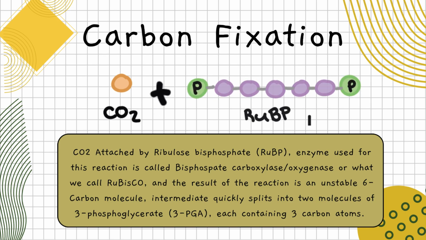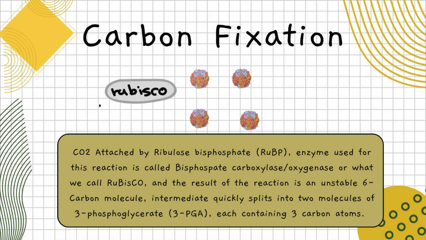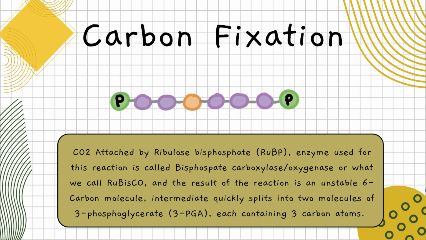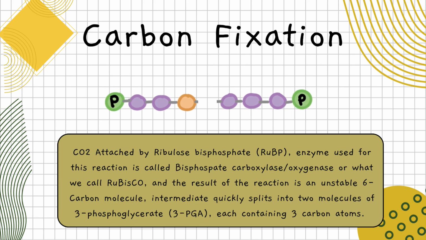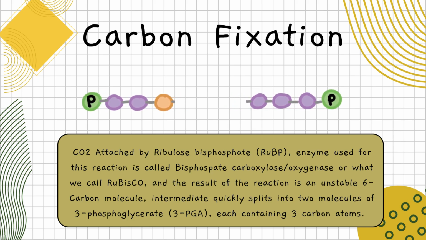CO2 is attached to ribulose bisphosphate, RuBP. The enzyme used for this reaction is called ribulose bisphosphate carboxylase/oxygenase, or what we call rubisco. The result of the reaction is an unstable 6-carbon molecule. This intermediate quickly splits into 2 molecules of 3-phosphoglycerate, 3-PGA, each containing 3 carbon atoms. This reaction is crucial for producing glucose, which sustains plant metabolism and supports the ecosystem.